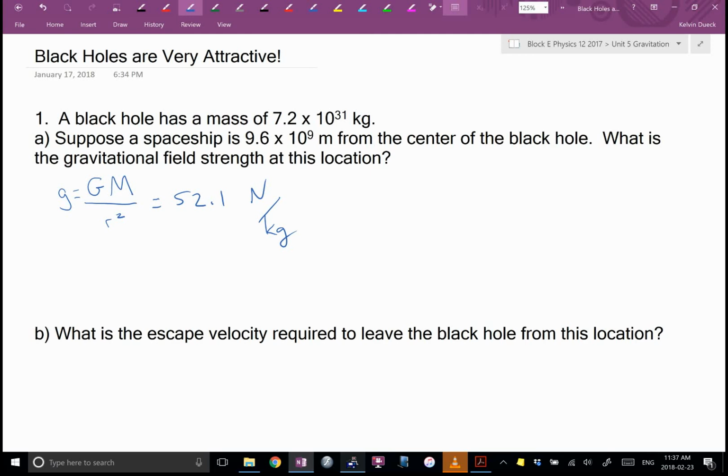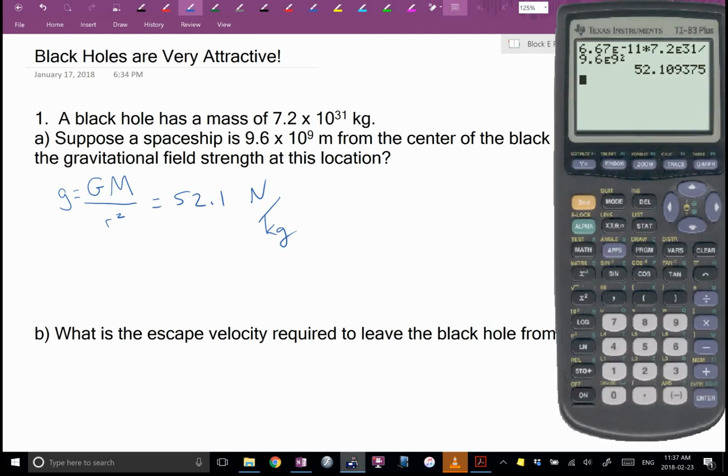Just, on your calculator, change the 10 to the 9th in the bottom to a 10 to the 8th. What if we went 10 times closer?